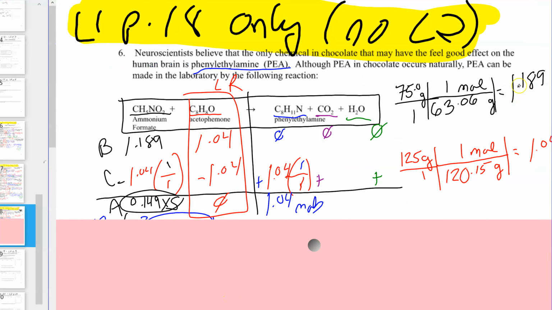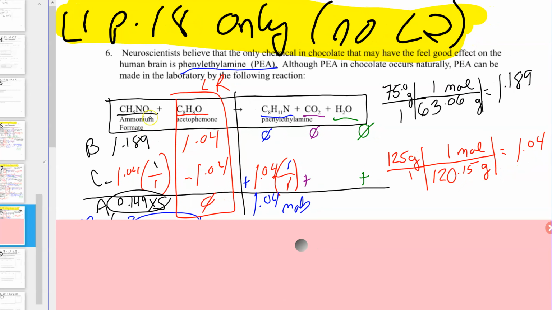So here's my moles of the ammonium formate. Here's my moles of the acetophenone. Which one's going to run out? They're in a ratio of 1 to 1. This equation was already balanced, so this will be limiting. We'll use it all up. All of this many moles of excess.